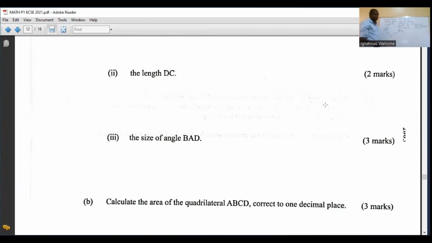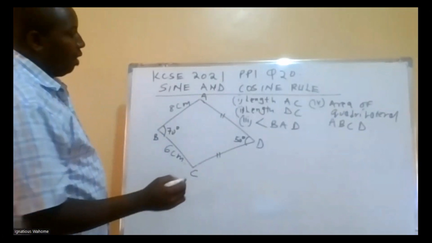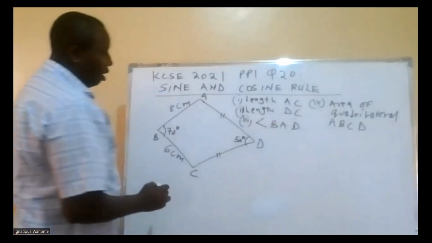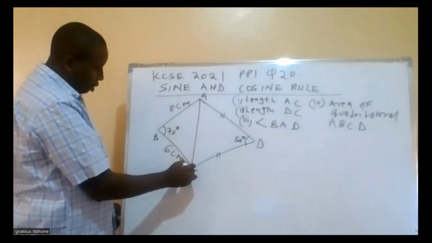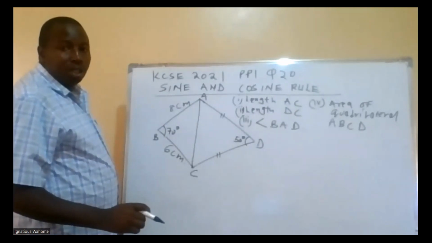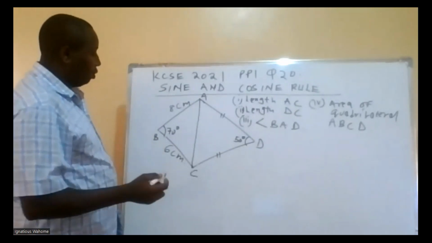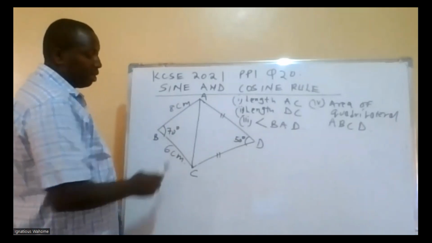So let's go to the working of the question. Let's find our length of AC. Join this. That's the one that you are looking for. So you have 8 centimeters and you have 6 centimeters, and this angle is 70.